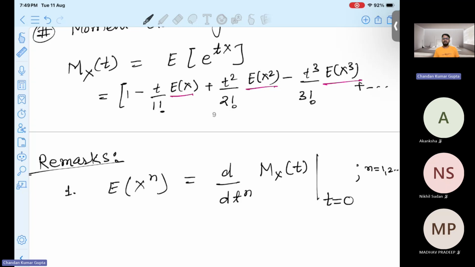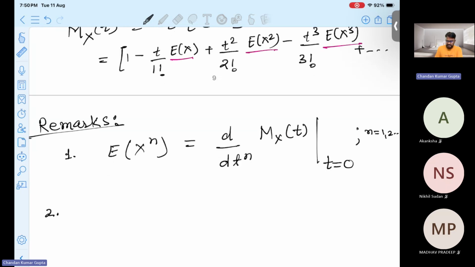You can take any order, first order, second order, third order, seventh order non-central moment, and that can be calculated by directly differentiating the moment generating function seven times and then putting t equal to 0. This will give the seventh non-central moment.